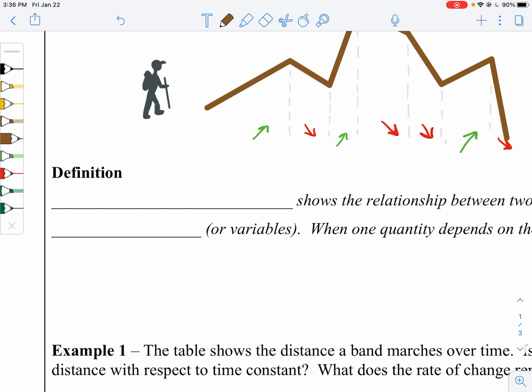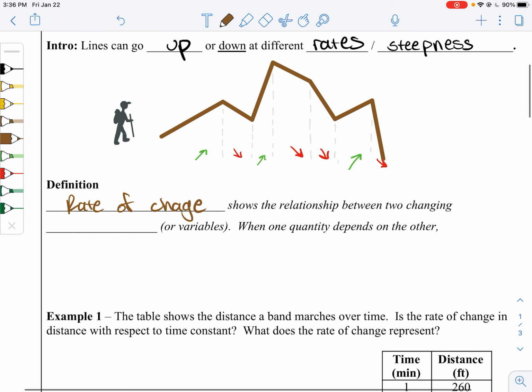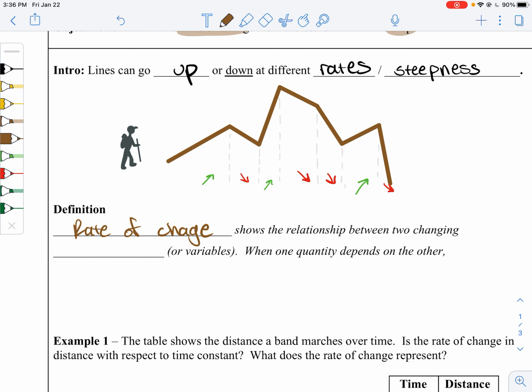A lot of times you'll see slope called rate of change because that's exactly what it is. It shows how quickly something is changing. It shows the relationship between two different changing quantities. We'll see this in X or Y a lot. Quantities.